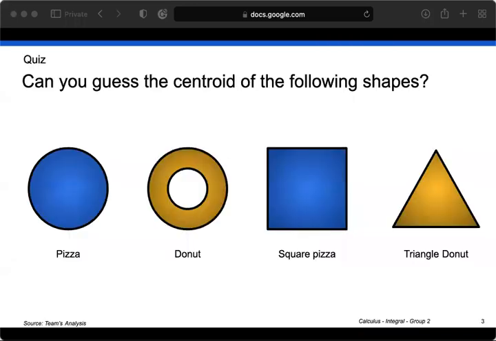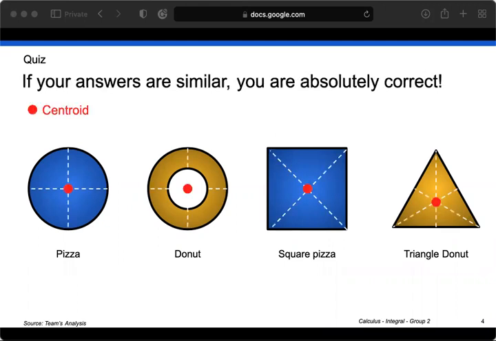Now let's begin with a simple question. Can you guess the centroid of the following shapes? The pizza, the donut, the square pizza, and the triangle donut. If you want more time to think about the answer, please pause the video. And here are our answers. If you think the centroid is located at the center of each shape, you are absolutely correct. The centroid of a symmetric shape will always be located at the central point.